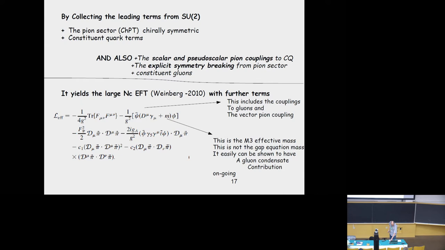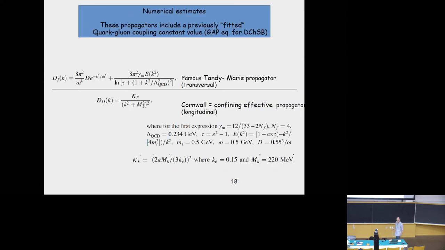And then if I collect all these terms, I obtain the effective theory proposed by Weinberg, and also the explicit symmetry breaking terms, and the scalar and pseudoscalar couplings to constituent quarks that are not present in the pion field representation. To provide numerical results, I chose two gluon propagators. One of them is the Tandy-Maris propagator that the previous speaker also considered. And another is an effective confining propagator by Cornell that's very simple and produces dynamical chiral symmetry breaking as well.